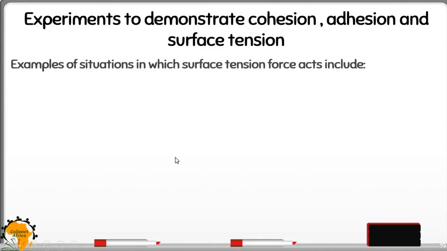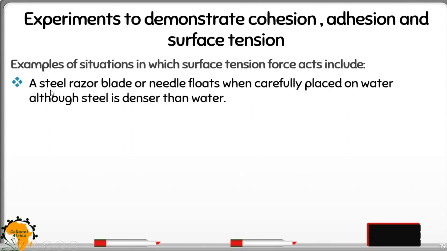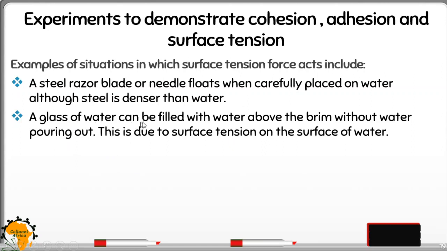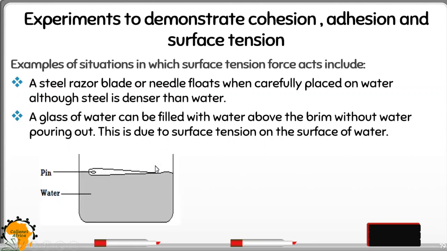Then we look at situations where we can have surface tension. One, you have a steel razor blade or a needle floating on the surface of water. And this happens when you put it carefully. Then you have a glass of water that can be filled above the brim without water pouring. You can look at the diagrams. In the first case, we have a needle that is floating. This needle is made of steel, which is denser than water, but it is floating. But remember, you have to place it carefully.